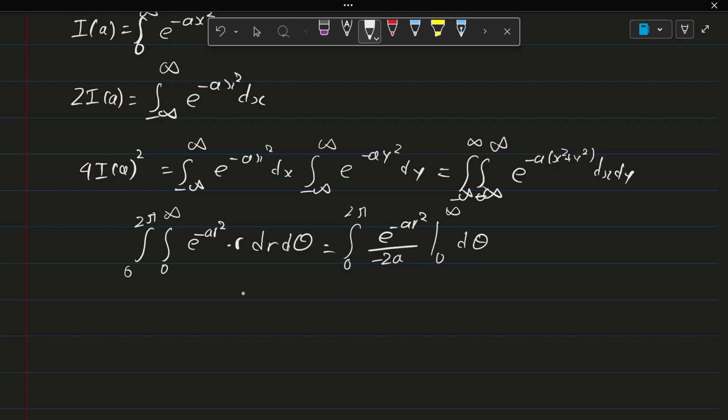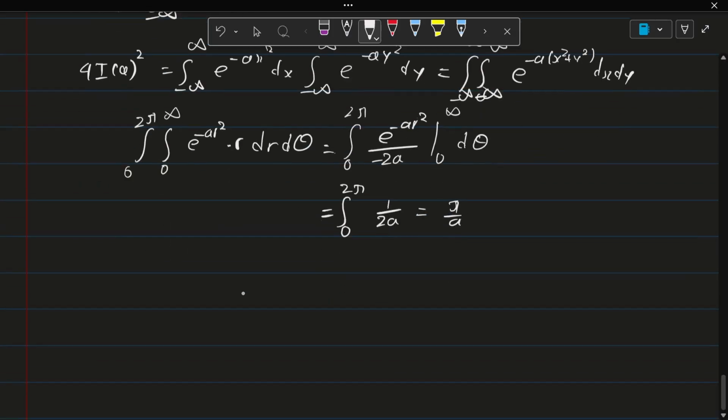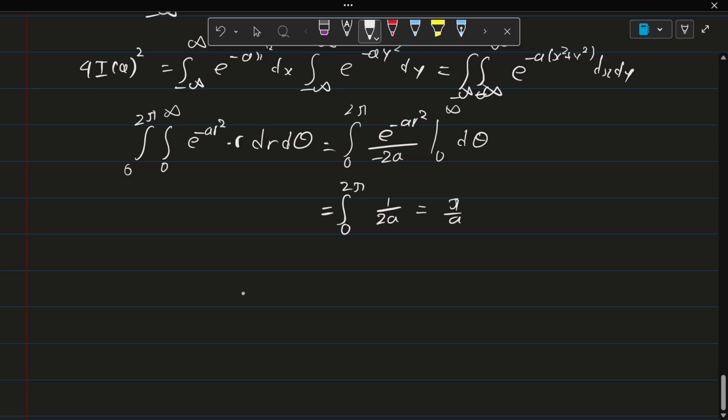So it's going to be the integral from 0 to 2 pi of, putting the values in, e to the power of negative a r squared, which is e to the power of negative infinity, so it's going to 0. And then putting 0 in, you would get 1 over 2a. So this is going to be pi over a. So that's I of a squared, which means you know what I of a is. The value is going to be exactly half of the square root of pi over a. And this is the value that we expressed when we tried to figure out the Gaussian integral.